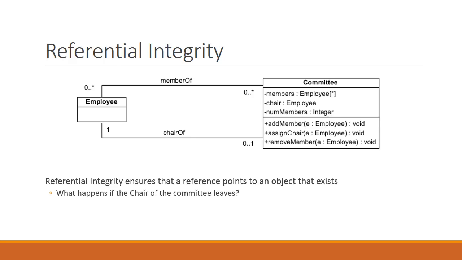The first one I want to talk about is called referential integrity. And referential integrity ensures that a reference points to an object that exists. So, what happens if the chair of the committee leaves? Now, when that happens, you'll probably call the remove member operation. However, if the remove member operation does not assign a new chair to the committee, if the system tries to access the chair attribute of the committee when nothing is assigned to it, it might crash the system. This is an example of the importance of referential integrity.